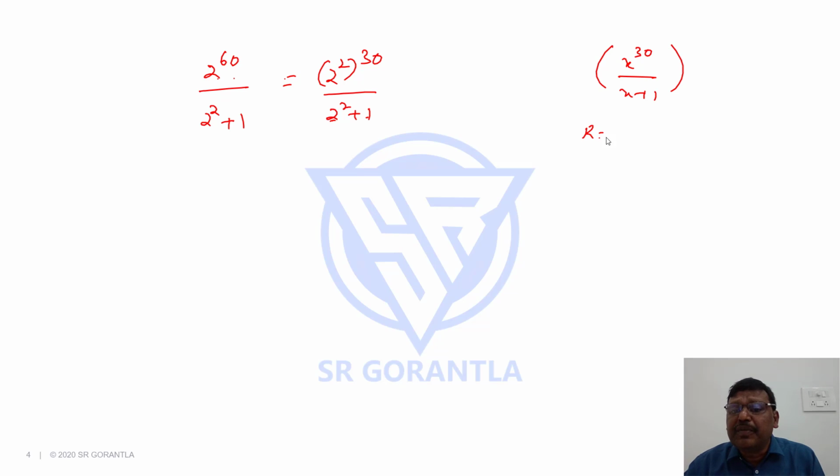You know the remainder theorem: if f of x is divided by x plus a, the remainder is f of minus a. What do you mean by f of minus a? In the place of x, we substitute minus a. This is the remainder theorem. So here, 2 square power 30 divided by 2 square plus 1, what is the remainder? Since it is plus 1, remainder is f of minus 1.